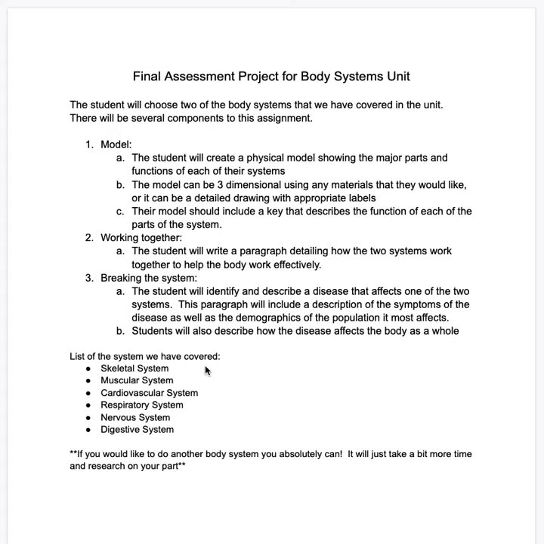Now, after you choose the two body systems that you would like to cover, you are going to be building three different components for me. Number one is a model. For this, you're going to create some sort of physical model showing the major parts and functions of each part of your system. If you were doing the digestive system, you would need to have the mouth, the esophagus, the stomach, the small intestine, the large intestine. All of those things would need to be covered in the digestive system.